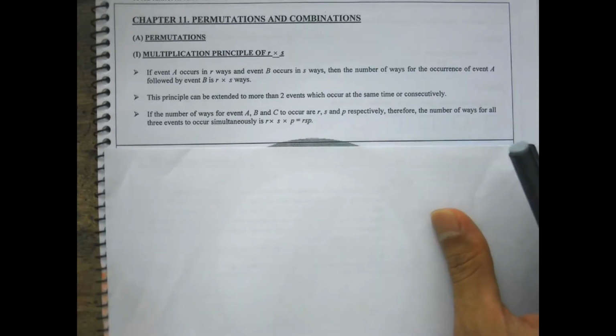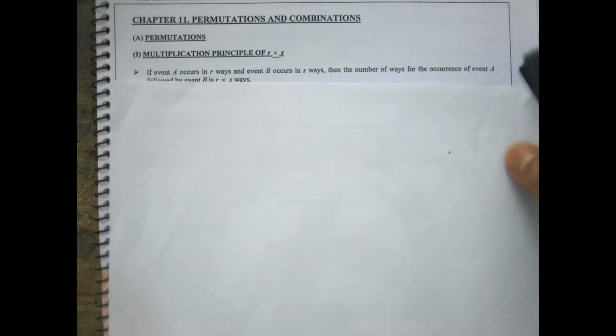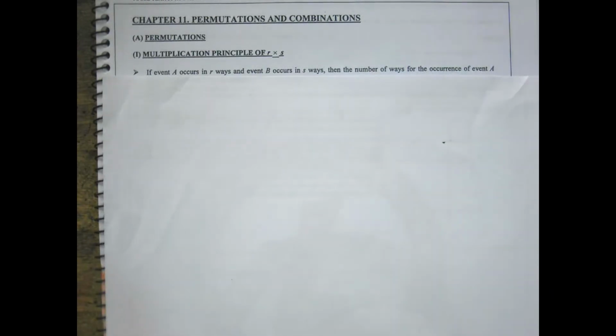Permutation and combination, chapter 11. Now, before we talk about permutation, what it's all about, you need to understand the idea of multiplication and similar.